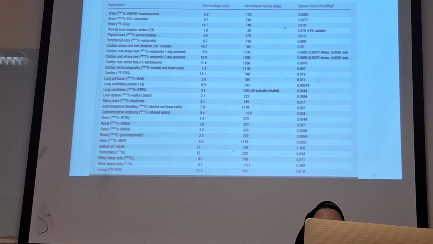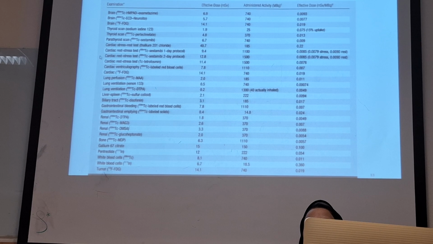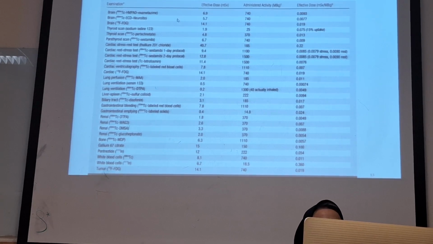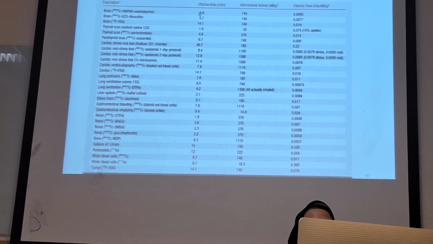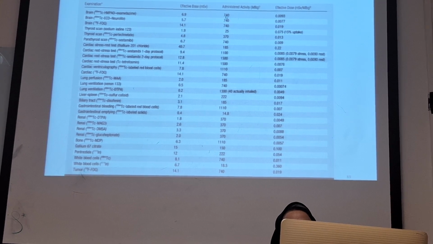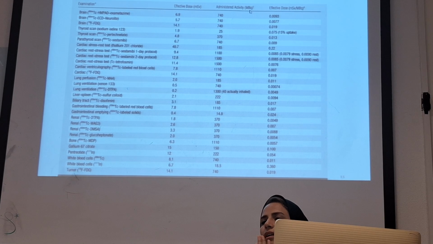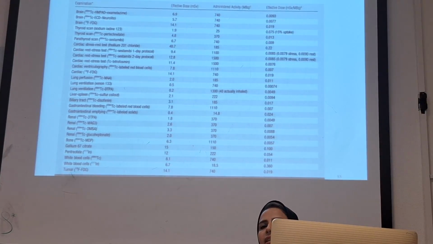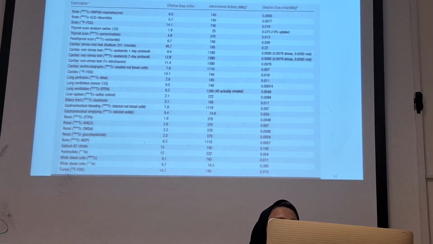This table shows how I can inject the radioactive material into the patient based on the scans. For example, in the brain scan, if I use technetium, the effective dose is approximately 7 millisievert, or 740 megabecquerel. You don't need to memorize this. It is just an example so I know how much radioactive material we inject in each of the scans.